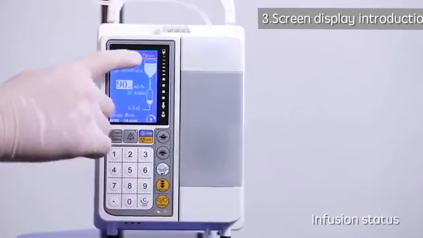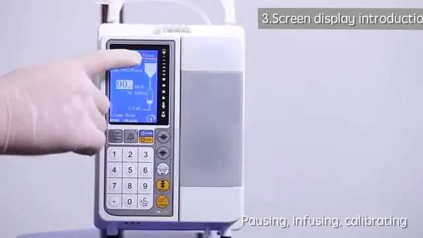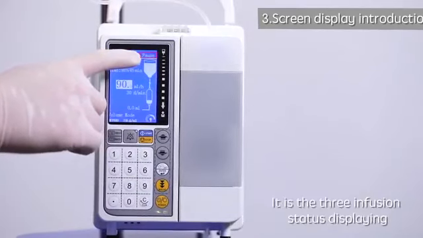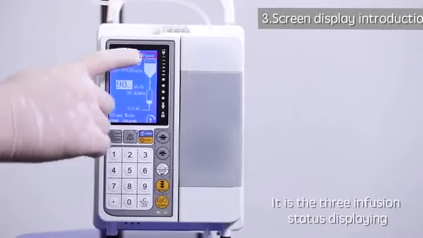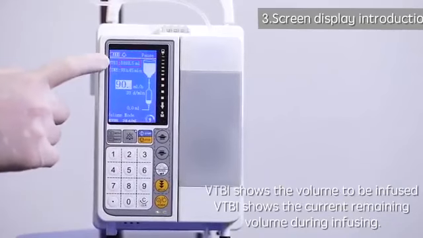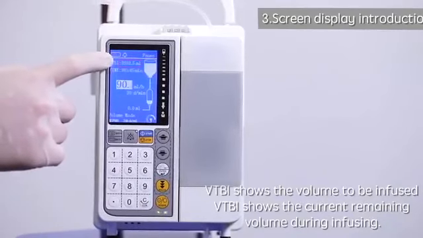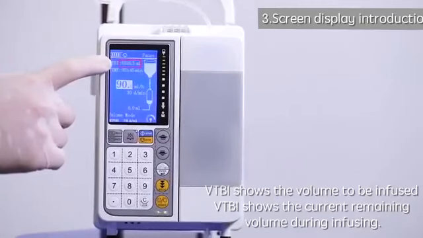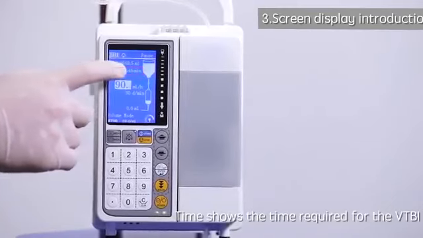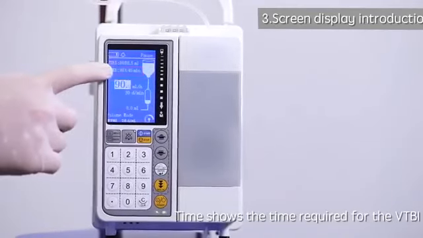Infusion status: pausing, infusing, calibrating. These are the 3 infusion statuses displayed. VTBI shows the volume to be infused. VTBI shows the current remaining volume during infusing. Time shows the time required for the VTBI.